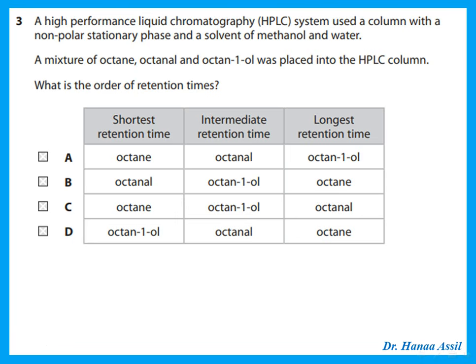A high-performance liquid chromatography system used a column with a non-polar stationary phase and a solvent of methanol and water. So the stationary phase is non-polar and the solvent is polar. Now, a mixture of octane, octanol, and octanoic acid was placed in the HPLC column. What is the order of retention time? The solvent is polar, so the substance that is more polar will be carried faster, so it will have a shorter retention time.